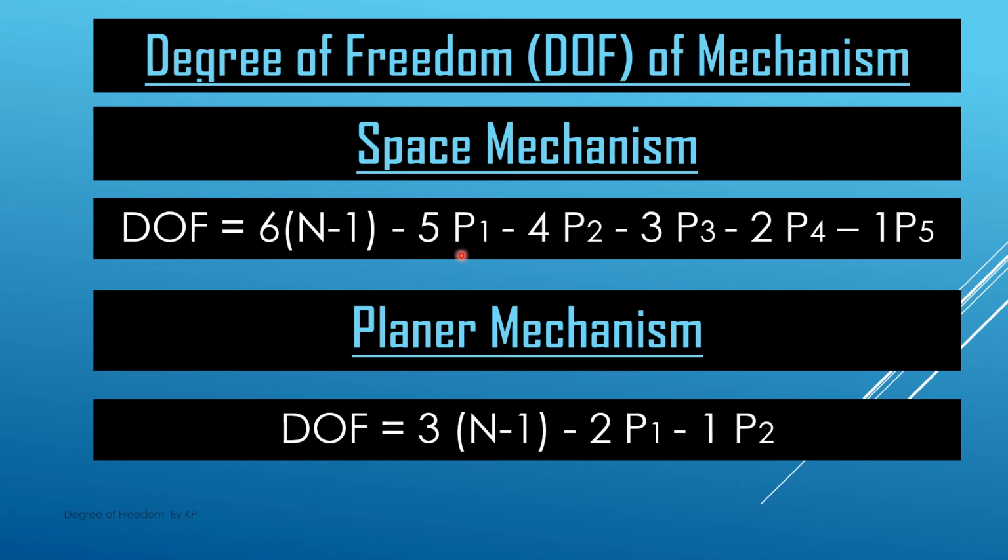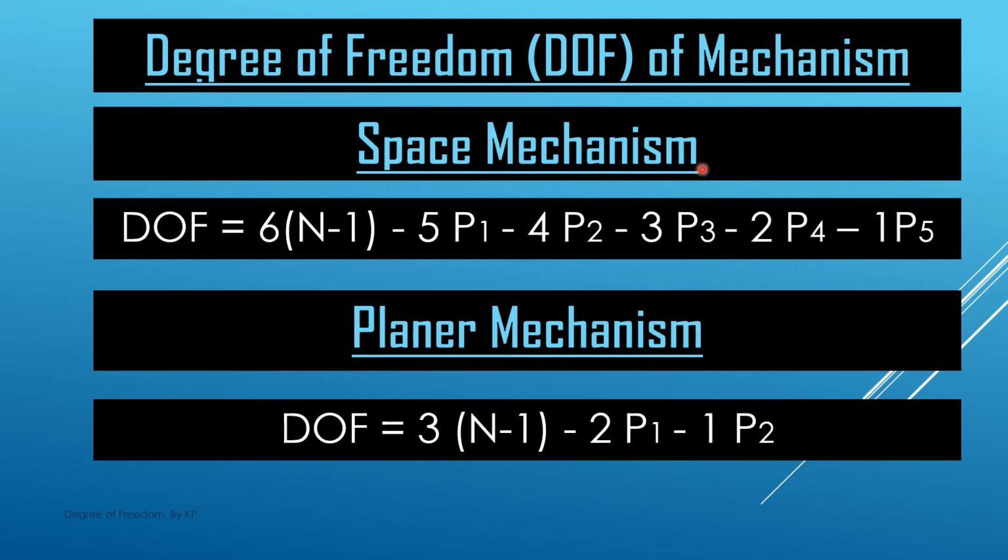We are multiplying this P1 with the digit 5 because P1 is the number of pairs having a single degree of freedom, meaning it has 5 restrictions. That's why we are putting here minus 5P1. Similarly, if we are talking about P2, a P2 pair means having 2 degrees of freedom, meaning it has 4 restrictions, so we are putting a 4 here. Similarly, P3 having 3 restrictions. Similarly, P4 having 2 restrictions. Similarly, P5 means the pair having 5 degrees of freedom, which has only 1 restriction. That's why we are putting the digit 1 here. And we subtract all these restrictions from 6(n minus 1) and find out the degree of freedom for a space mechanism.